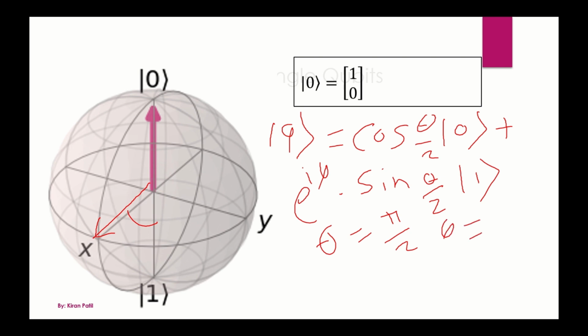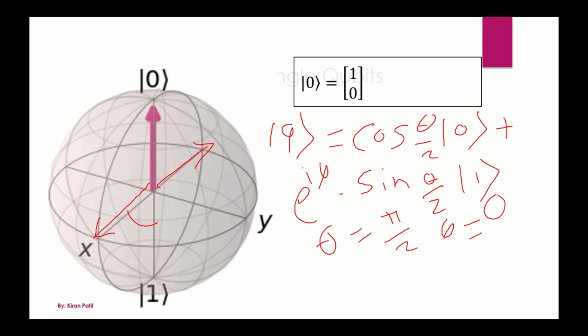Then I need to find out phi. Phi is what? It is a relative phase. Phi is a projection of the state vector onto the xy plane and x-axis. So if we see the projection of this qubit in the xy plane, it gives us the same line on the x-axis. So if we calculate the angle between the x-axis and that projection, we will get 0.